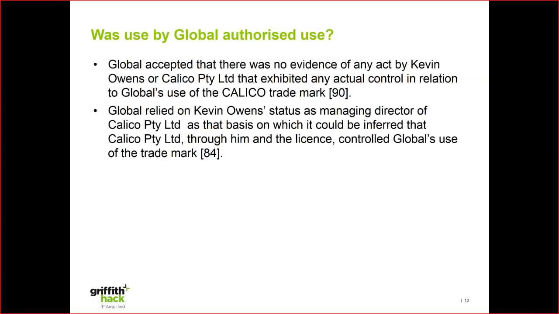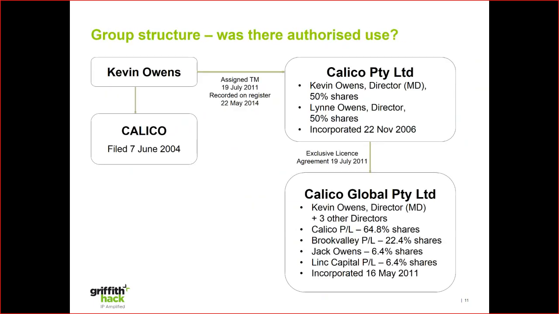So what he was arguing, though, leaving aside the fact that he didn't have use, was that as a managing director of Calico Pty Ltd, so if I go back a slide so you can see the structure, he was able to exert control over Global, and that way he had control over Global's use of the mark. And the problem, though, was that it was still in the name of Kevin Owens.